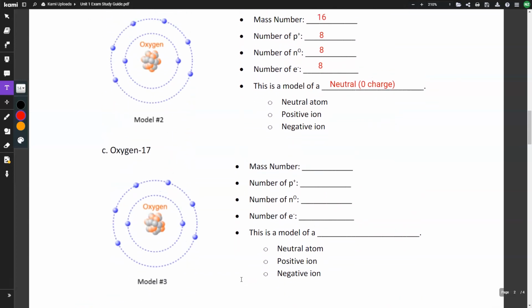All right, here's oxygen 17. So oxygen still has 8 protons. 17 is the mass number. If we know the mass number and the number of protons, we can subtract, and we will end up with 9 neutrons. 17 minus 8 is 9. Now let's count electrons. 1, 2, 3, 4, 5, 6, 7, 8. This will also be neutral.